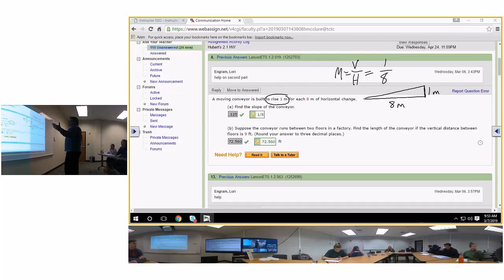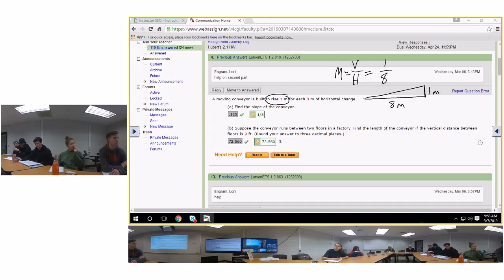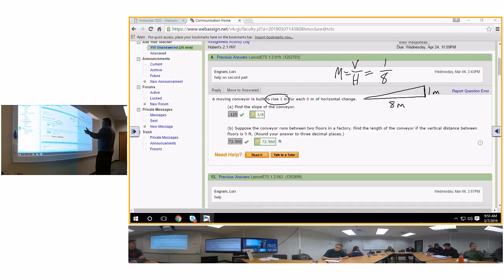Suppose the conveyor runs between 2 floors in a factory. I guess they're talking about this conveyor. Are they talking about this conveyor? Because they got to change it to... The slope is equal to 1/8. Find the length of the conveyor if the vertical distance between the floors is 9 feet.